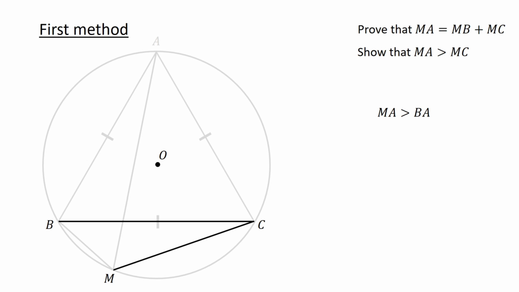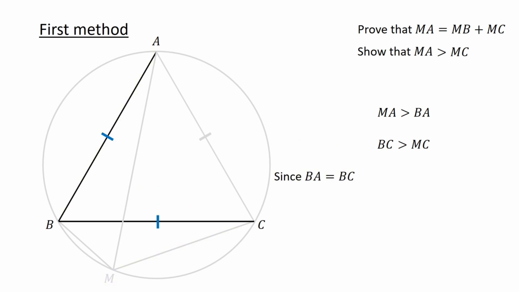Next, focus on the line segments BC and MC. Again, denoting the perpendicular distance of the center of the line segments BC and MC from O as DBC and DMC respectively, we see that DMC is greater than DBC. Since the line segment BC is closer to the center of the circle than the line segment MC, therefore BC is greater than MC. Since BA and BC are the sides of an equilateral triangle, BA equals BC. Therefore MA is greater than MC.